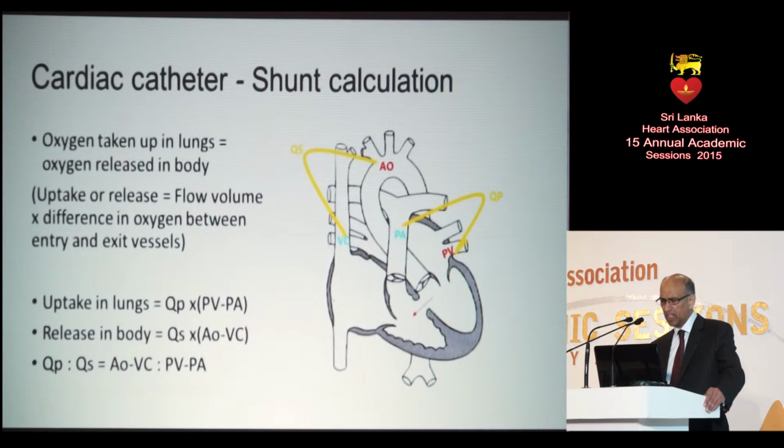And because QP and QS, the flows that is, are difficult to calculate, it is customary to have a ratio, which is very easily and simply derived by the equation given down there.